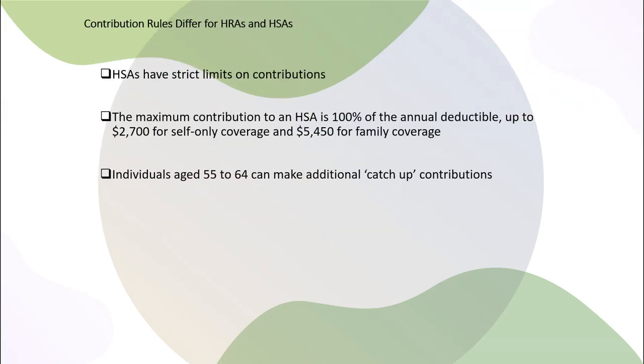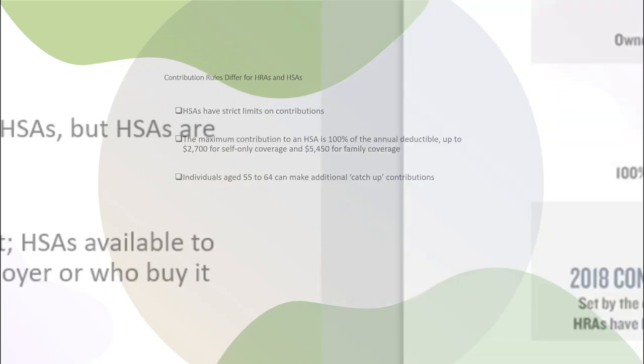Contribution rules differ for HRAs and HSAs. HSAs have strict limitations on contributions. The maximum contribution to an HSA is 100% of the annual deductible, up to $2,700 for self-only coverage and $5,450 for family coverage. Individuals aged 55 to 64 can make additional catch-up contributions.